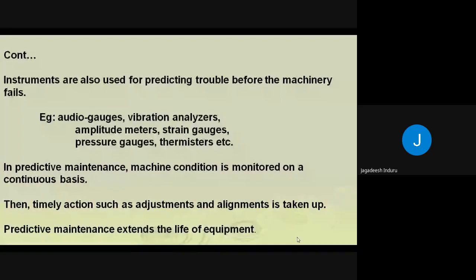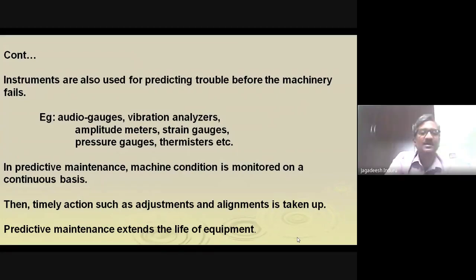Now we have PAC tools, process analytical technology tools. In that they will give direct indication, an alarm or a beep to the concerned person, or send the message. By doing that, scheduled maintenance can be done for such parts, and these predicted parts which are repeatedly going bad will go to scheduled maintenance. So it means that in predictive maintenance the machine condition is monitored on a continuous basis, by human manually or by using a machine. Then timely action such as adjustment and alignment is taken up.